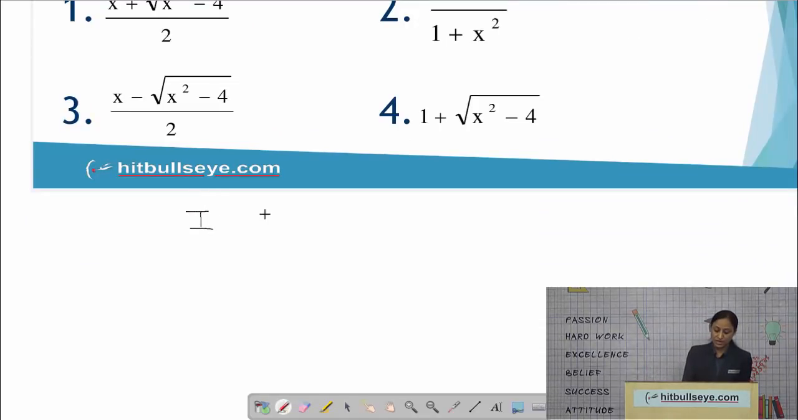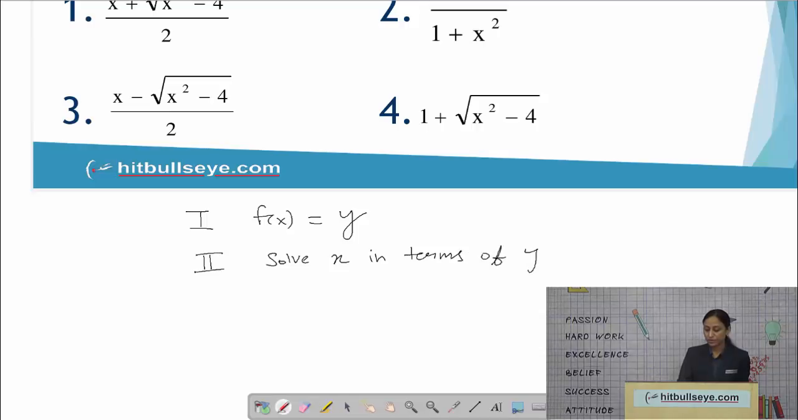The step number 1 says that write f(x) as y. Step number 2 says that solve for the value of x in terms of y. And in the third step, we interchange x and y to get the rule of f inverse of x. Now, why are we doing this?